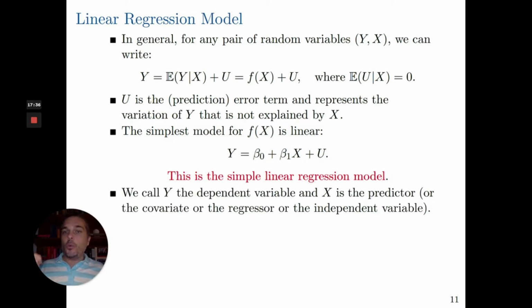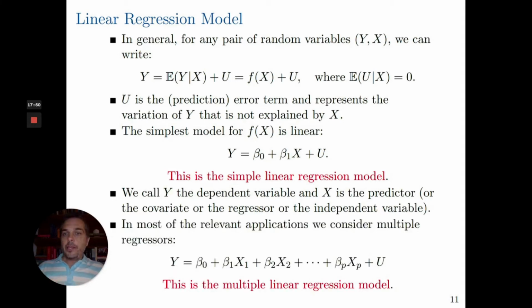So we call y the dependent variable, x is the predictor or the covariate or the regressor or the independent variable. Many names to represent this variable x. Okay? In most relevant applications, of course, we are not interested in one single predictor, but we have multiple predictors. So we want to explain wages by experience, if the individual lives or not in a metropolitan area, by schooling and other variables. So in fact, we want to relate y to a set of predictors, to p predictors. This is the multiple linear regression model.